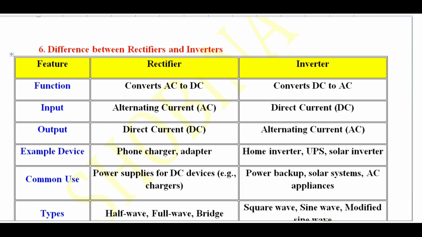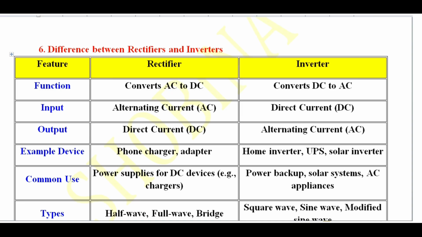In short, a rectifier is like a filter. It straightens the back and forth flow into one direction, that is DC. An inverter is like a wave machine. It takes steady DC and turns it into back and forth AC. So think of AC as water moving back and forth in a pipe, and DC is water flowing in one direction only.